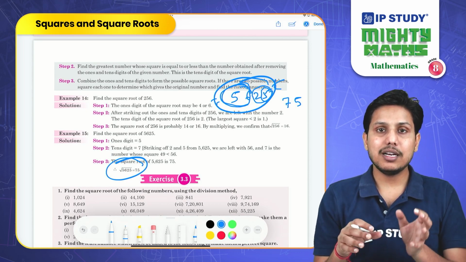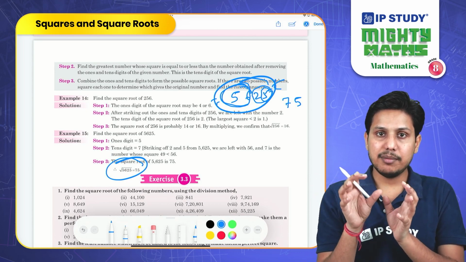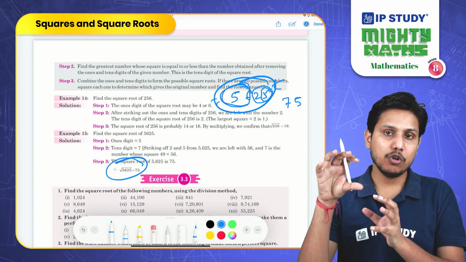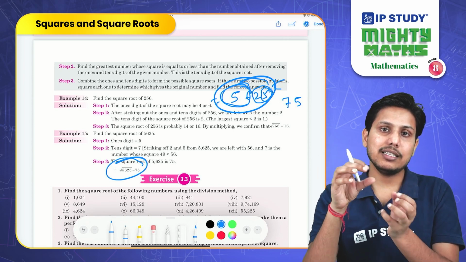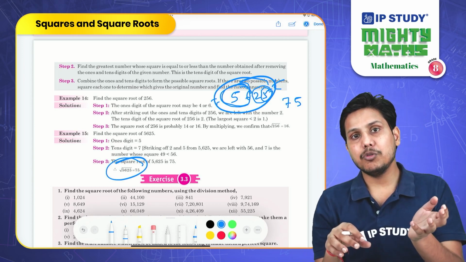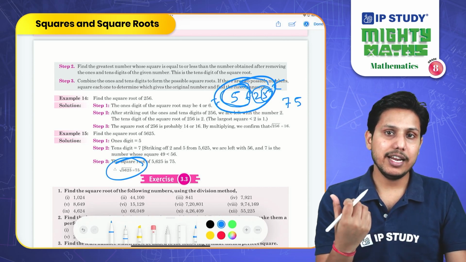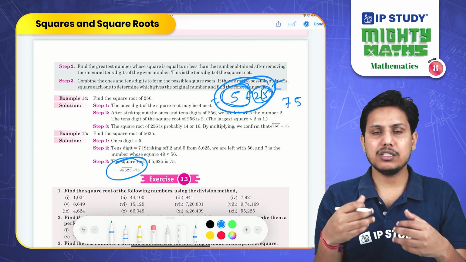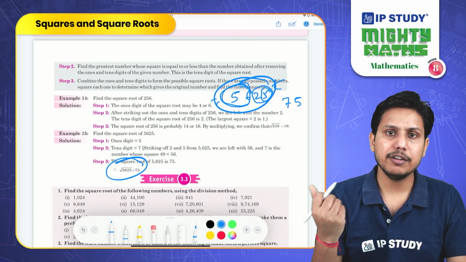So in this method, we group the number in two ways. One group will be the unit digit and the tens digit, and the other group will be the group of 3 or 4 or 2, whatever digits are left after forming the first group.